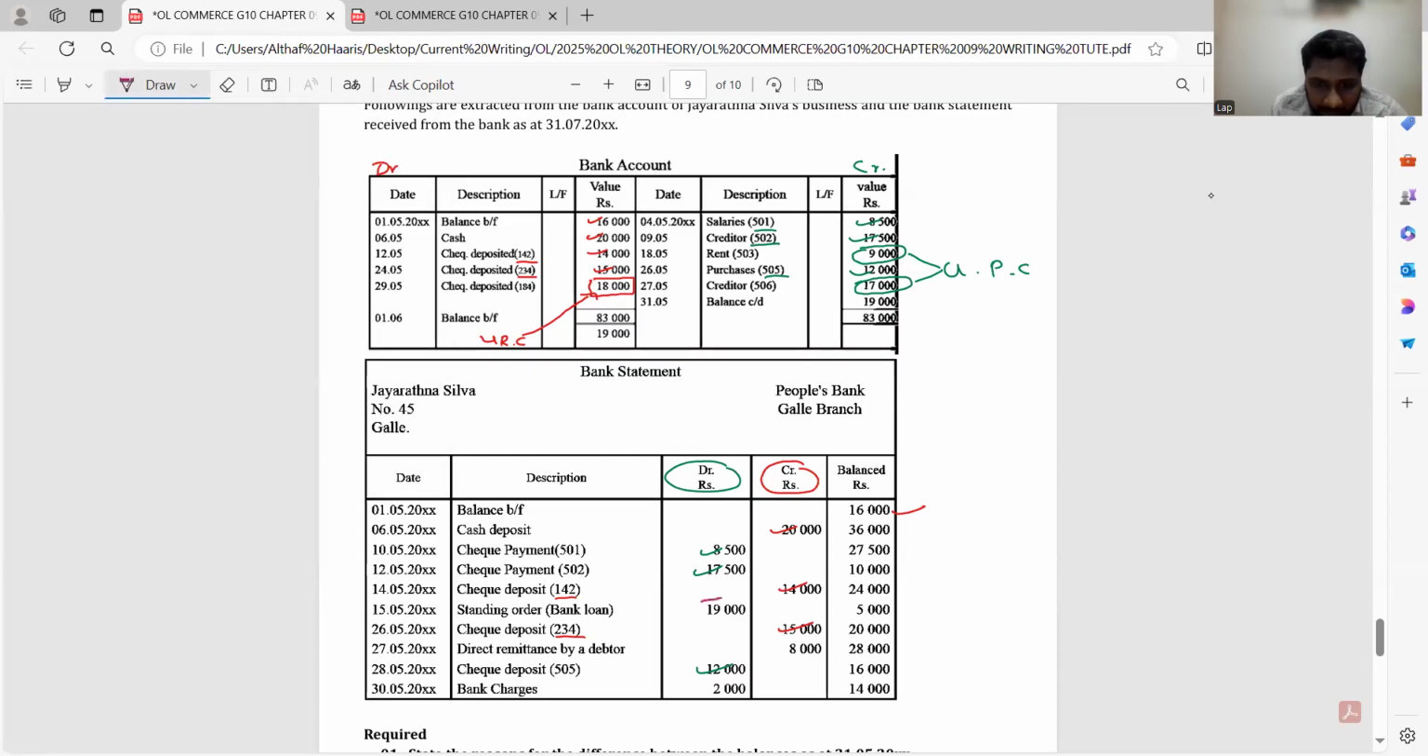This one is missing. This one is missing. This one is missing. So these three are missing in our accounts. So if it is missing, record it. Correctly record it. If it is missing, record it.